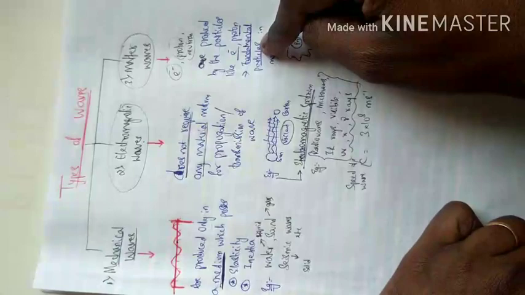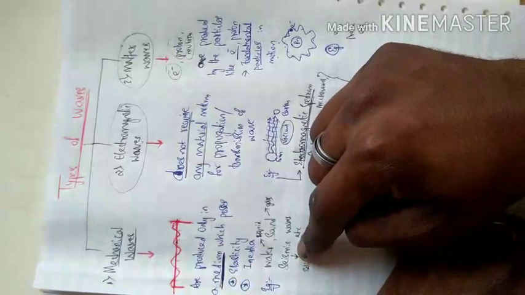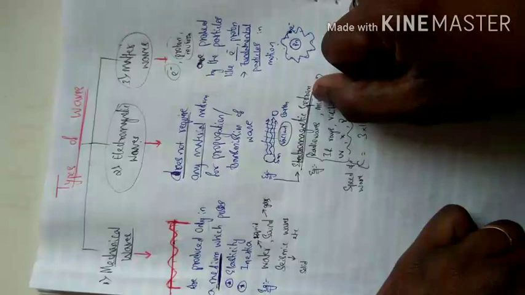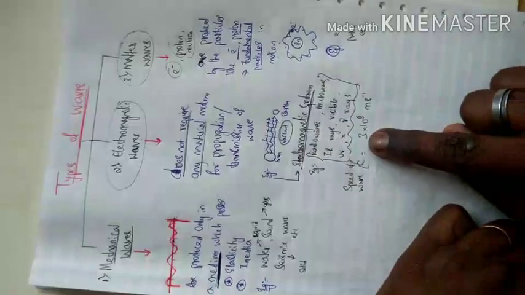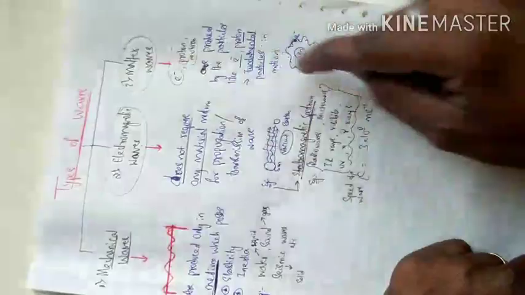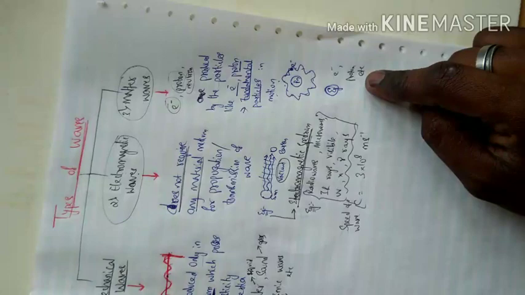Examples for mechanical waves are water waves, sound waves or seismic waves. The example for electromagnetic waves is the electromagnetic spectrum, under which seven types will be there. These seven you will study in detail. The light comes from the sun to the earth at a speed of 3 into 10 to the power of 8 meters per second. And coming to the last type, matter waves, examples are electron, proton and neutron, etc. All these are called fundamental particles.